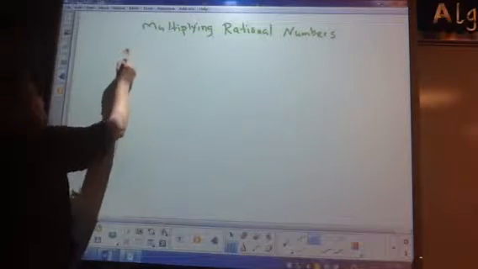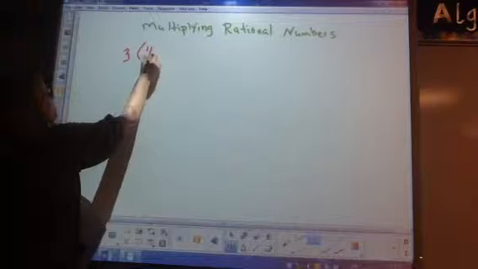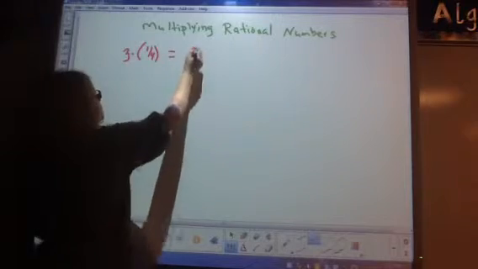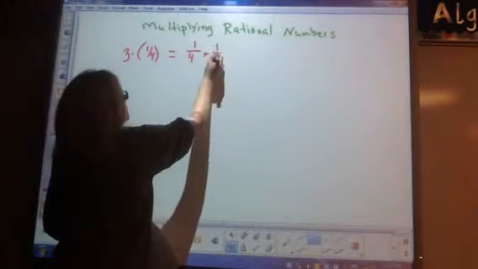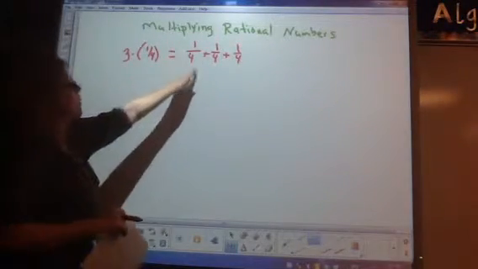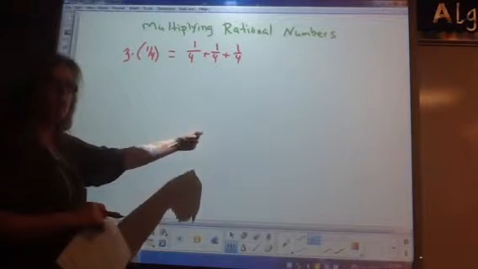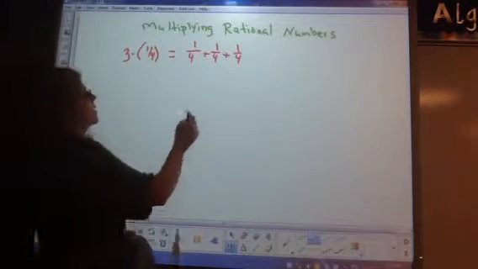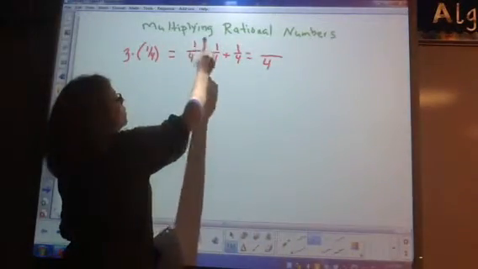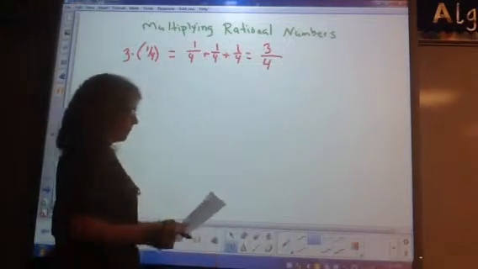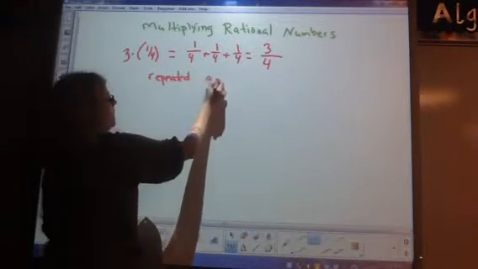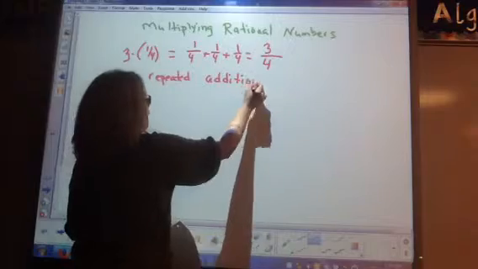Okay, if we take 3 and we multiply it by 1/4, it's 3 times 1/4. What we have here is repeated addition. Please write this. We have 1/4 3 times, and it's adding. That's what multiplying is. It's repeated addition. So when you add fractions, you have to have a common denominator, and you just add your numerators. 1 plus 1 plus 1 is 3. Okay? So when we multiply, it is repeated addition.